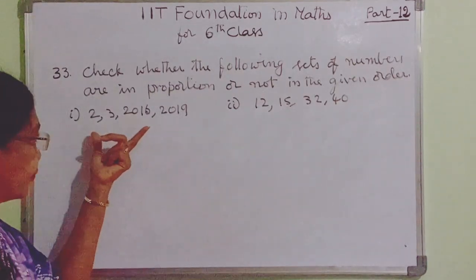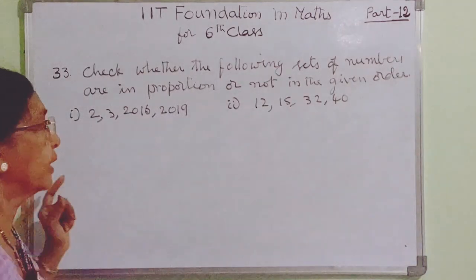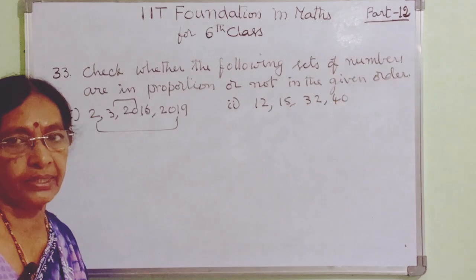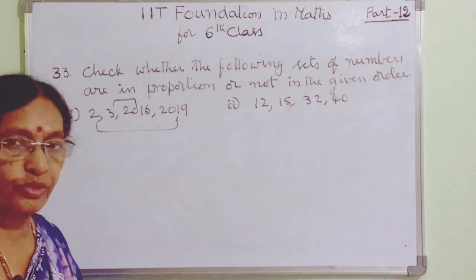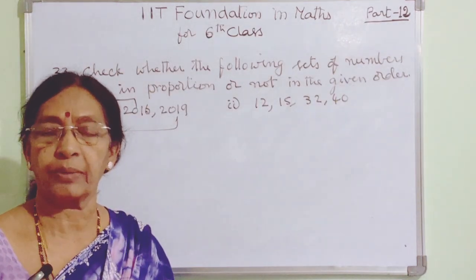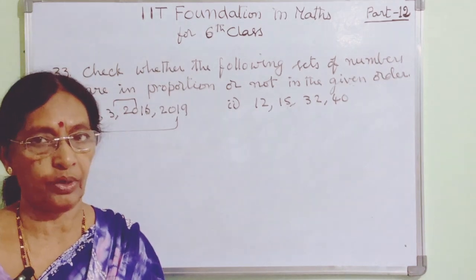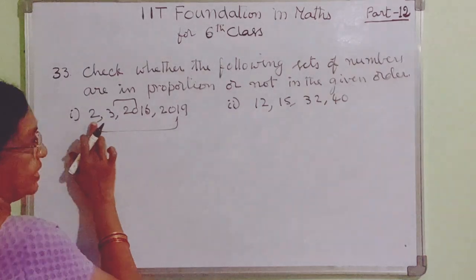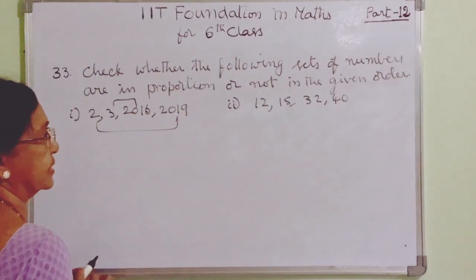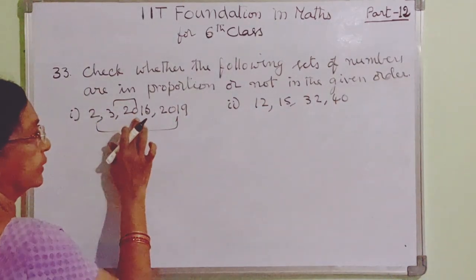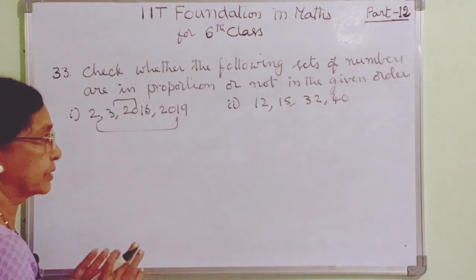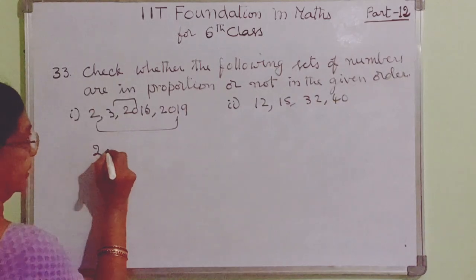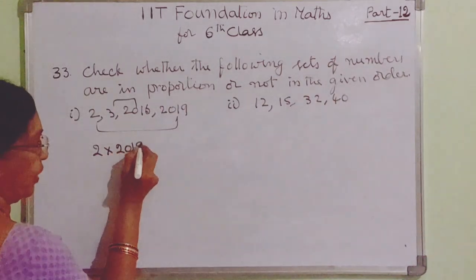So if the 4 numbers are in proportion, the product of extremes must be equal to the product of means. That is the rule of proportion. Extremes means, in the set of 4 numbers, the first and the fourth numbers are called extremes and the middle two, the second and third numbers, are called means. We will see whether the product of extremes is equal to the product of means.